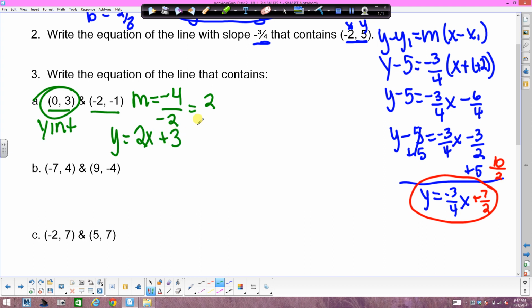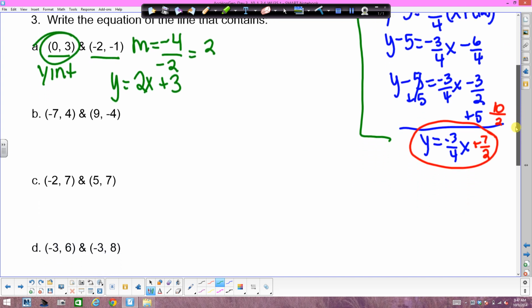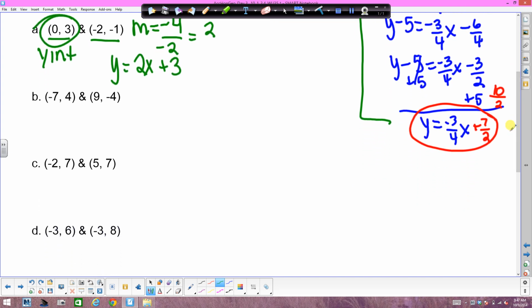Now, if you forgot that that's the y-intercept and you went through, you'd have to use point slope form and go through the whole process like we did here, which is still fine. You'll get the same answer, it just will take you a little more time. So keep that in mind when you're working through these. Pay attention to what you're given and see how you can apply it to the problems.